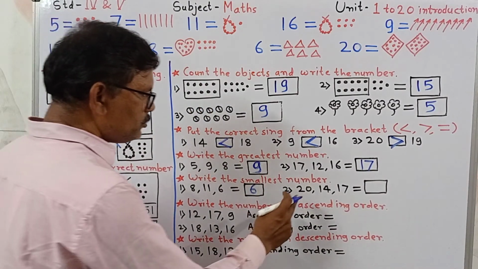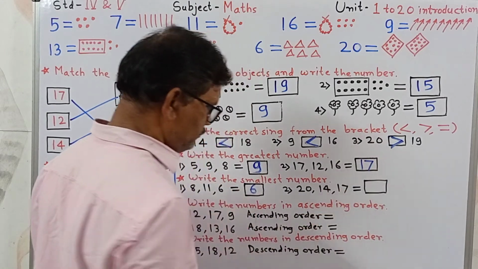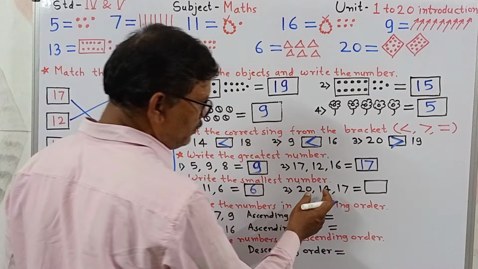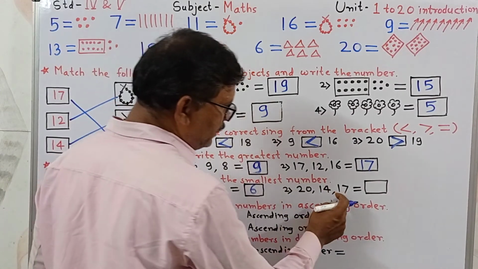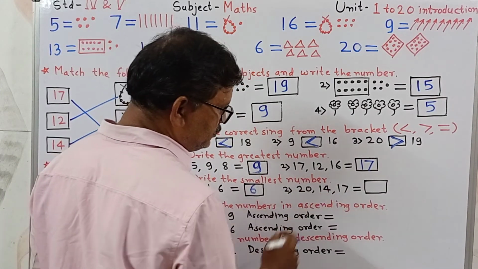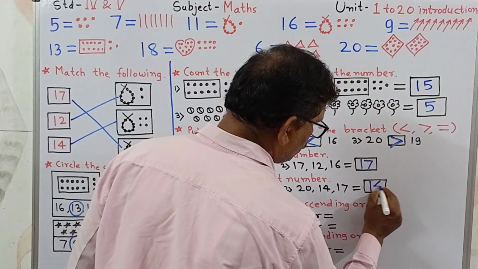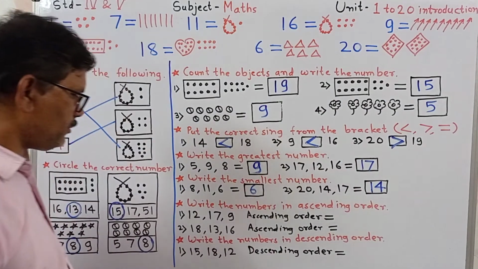Okay. 20, 14, 17. We know 20 is the greatest number. 14 and 17. Which is smallest? 14 is smallest. 14 is the smallest number.